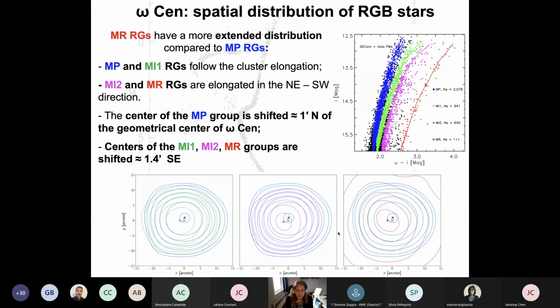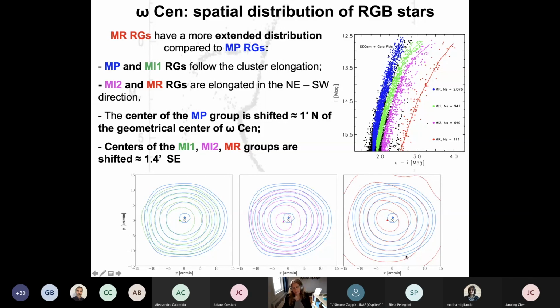The other important result is that the centers of these groups of stars are shifted in different ways in comparison to the geometrical center of the cluster, which is indicated with an X. The more metal-rich stars, these two groups, are shifted towards the southeast, while the metal-poor group, this blue dot, has a center shifted 1 arcminute north in comparison to the center of the cluster. So it looks like these populations belong to the same cluster, but have different properties.